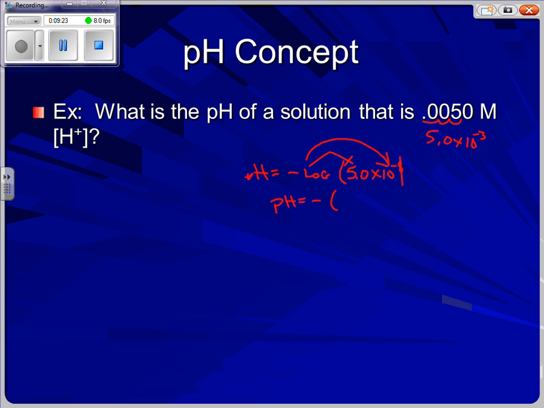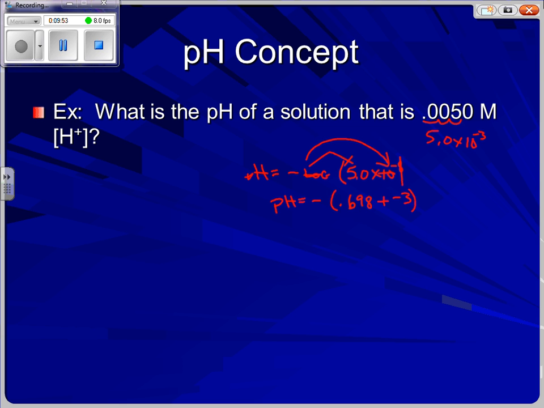Okay, so I go to my calculator, I hit 5 and log. The answer is 0.699, plus the negative. Remember, log and 10 to the x are going to be opposites of one another. So this is going to be -3. So it's going to be essentially 2.7 for my pH.